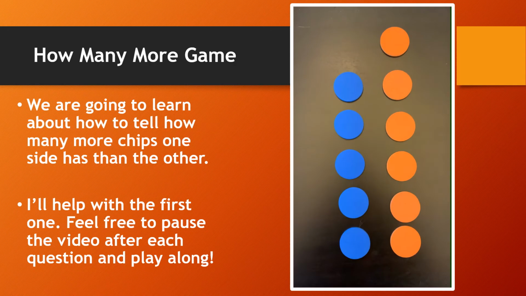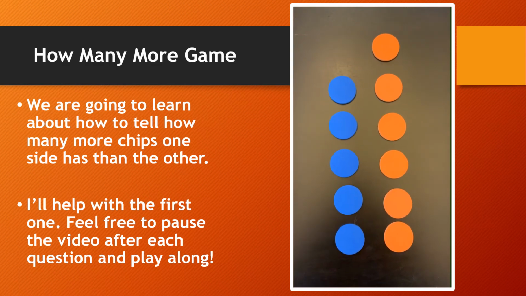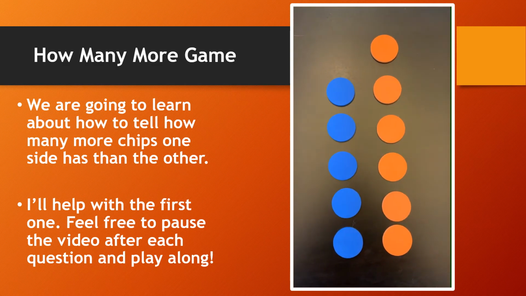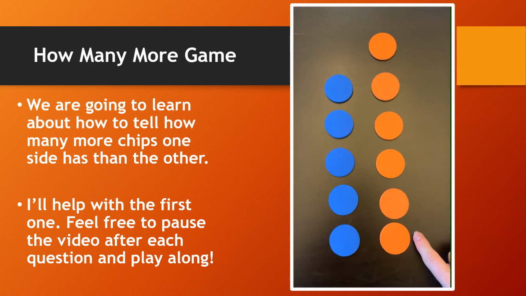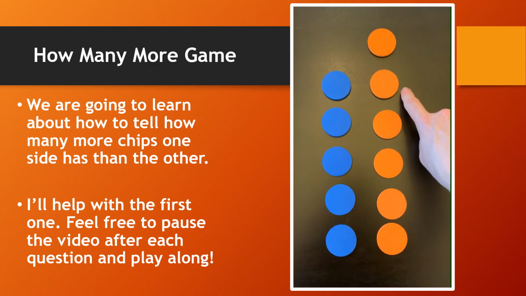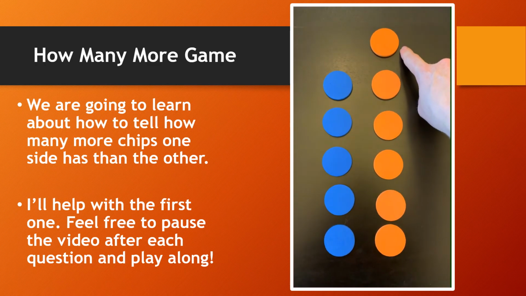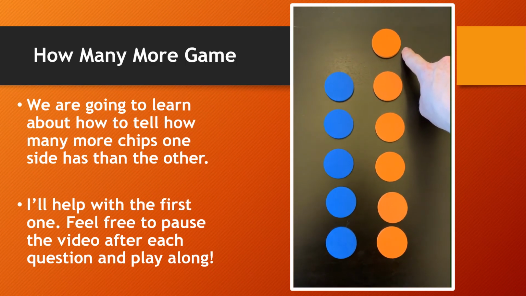How many more? Pause the video. Tell me which side has more and how many more. You are correct if you said the orange side has more. Let's take a look at the orange side. There's 1, 2, 3, 4, 5 that both sides have. This one's taller. This one has 1 more. If you said the orange side has 1 more, you are correct.